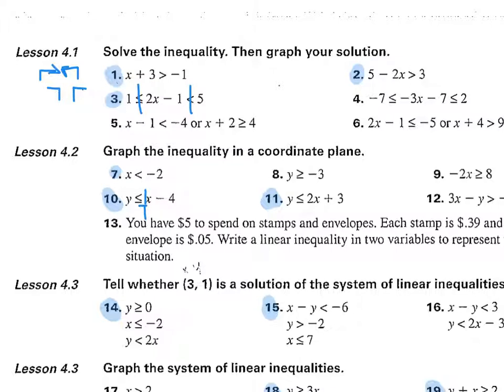When you shade, make sure you look at the symbols very carefully. If it's less than, it's going to push you down, so you're going to shade below. If it's greater than, it's raising you up, and you're going to shade above your line. Also remember, if the symbol is by itself, it's going to be a dashed line, but if it's got the equal to sign, then it's going to be a solid line on your graph.